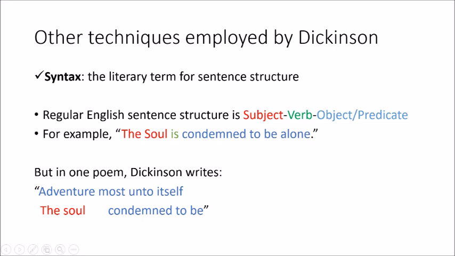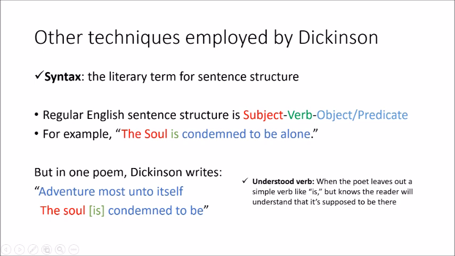Now, there's one other critical element in the syntax here, which is that Dickinson doesn't even have a verb. Condemned is technically an adjective in this sentence. So the verb here is, but it's hidden. And that's what we call an understood verb. It means that the poet or the writer has left out a verb, usually a simple one like is, knowing that the reader will understand that it's supposed to be there. So the reader knows that the meaning of this sentence is the soul is condemned to be alone, but the way she has phrased it is alone the soul is condemned to be, and the is just hidden and understood.